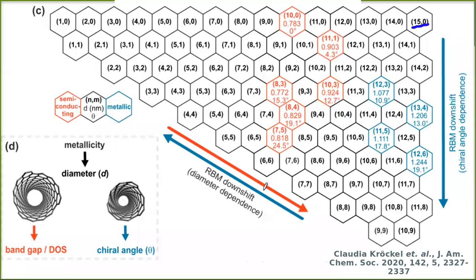We also found a correlation related to the diameter dependence. So in this case, when we increase the metallicity of these carbon nanotubes, we will see that there is a chiral dependence on this diameter in this direction, and there is a dependence in this direction with respect to the band gap and density of states.